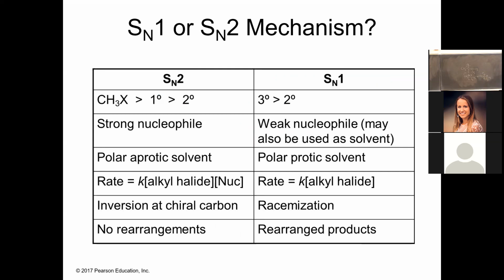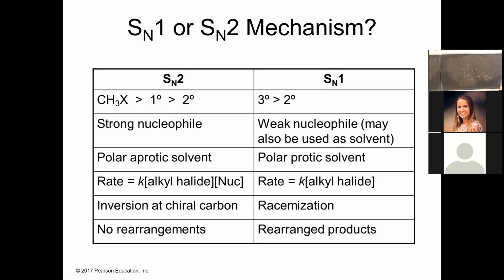Okay, so how do you decide whether it's SN1 or SN2? These are some things to look for. The first criterion is to look at the substrate. If it's a methyl or a primary, it has to be SN2. If it's a tertiary, it has to be SN1. If it's a secondary, it could go either way.